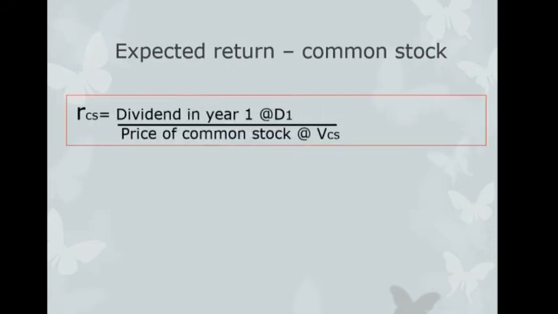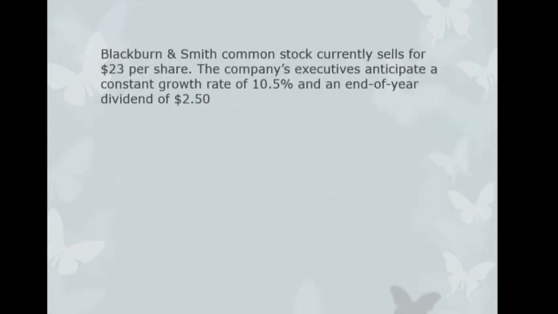Next formula is to find the expected return for common stock. The formula for expected return on common stock equals dividend in year 1, or D1, over price of common stock, or VCS, plus growth, or G. Now let's see the question about the expected return of common stock. Blackburn and Smith common stock currently sells for $23 per share. The company's executives anticipate a growth rate of 10.5% and an end-of-year dividend of $2.5.